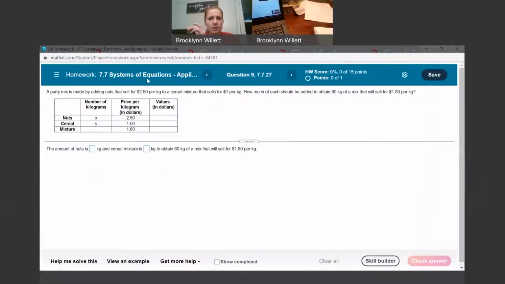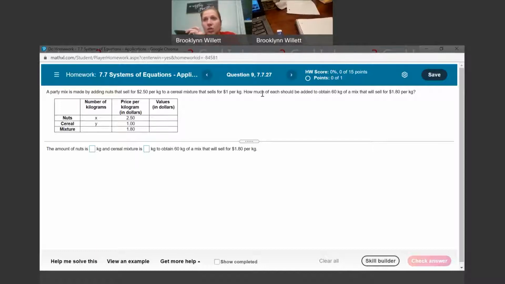This next one is giving us a chart to look at, at least to start us out. But it's not a mixture problem now. Well, I guess you could think of it as a mixture problem because we're mixing together two different things to make like a Chex Mix basically. So party mix, whatever, same thing in my book. You're adding nuts, cost blah blah blah, and cereal, the costs blah blah blah. How much of each?